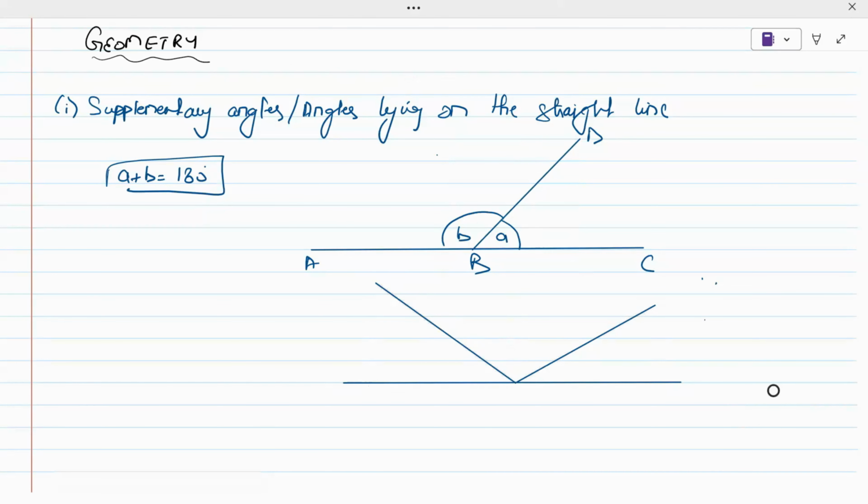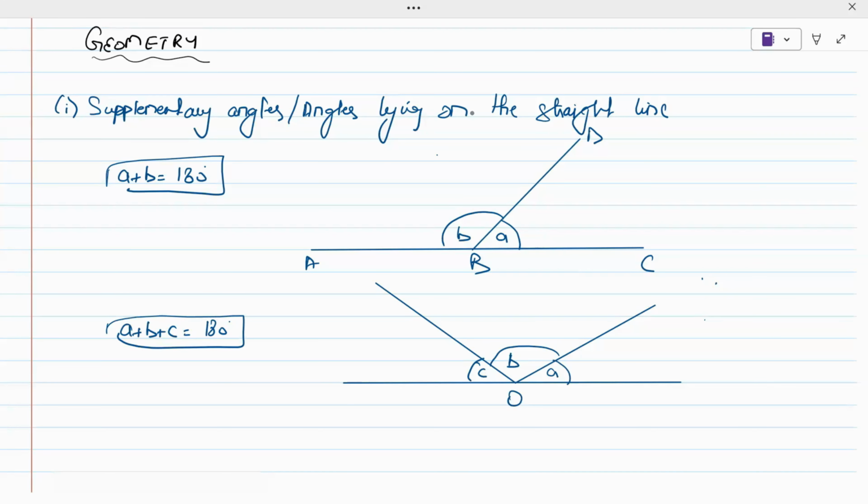So in this case, I have three different angles formed. Let's say this is A, this is B, and this is C. So the idea remains the same. Whatever angles are there originating from the same point, let's say this is point O, and all these angles are lying on the straight line, these three angles would sum up to 180 degrees. So we can make the equation as A plus B plus C is equal to 180. And even if there are four angles, then all four angles would sum up to 180 degrees. So the idea is it always adds up to 180 degrees.